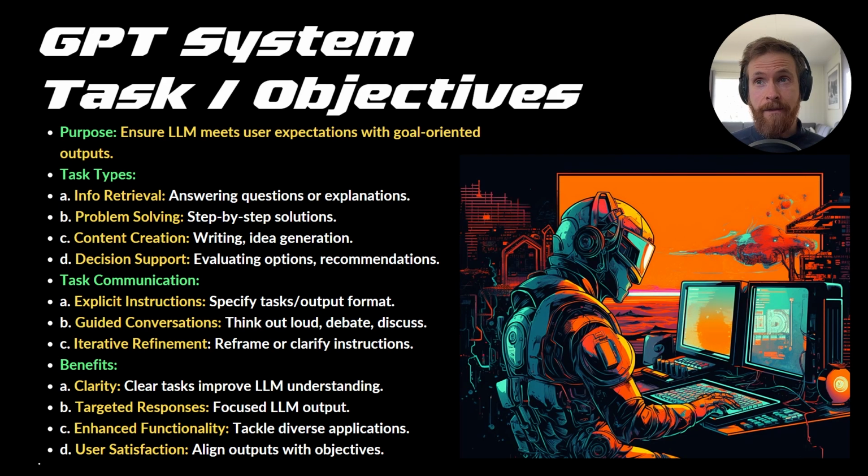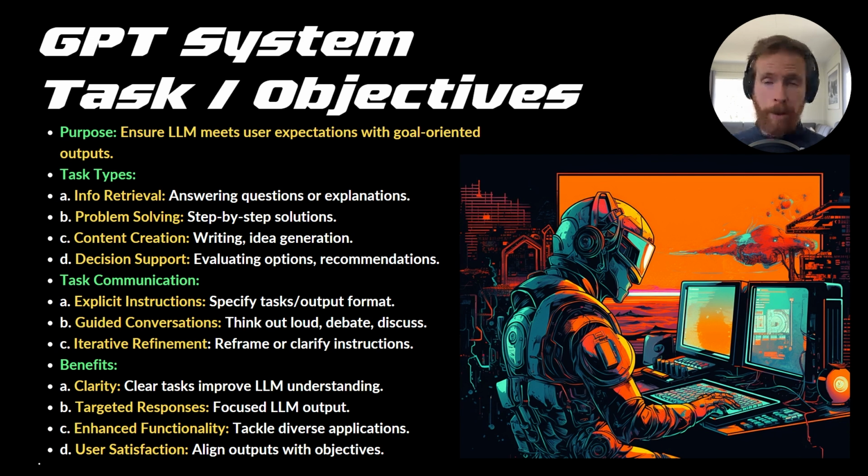And the final thing I have on my GPT system role is the task and objectives. This ensures that the LLM meets user expectation with a goal-oriented output. So what kind of task types can we give it? We can give it info retrieval, so basically just answering questions and explanations. And that is basically what it's trained on, especially ChatGPT. It's basically trained to answer your questions.